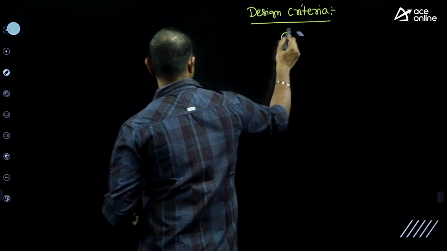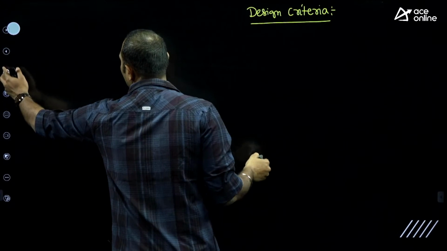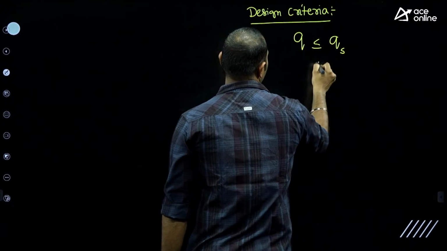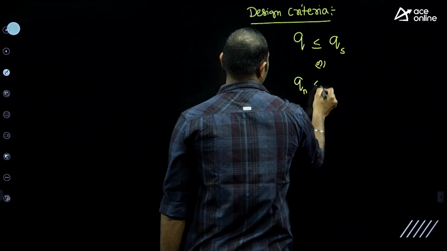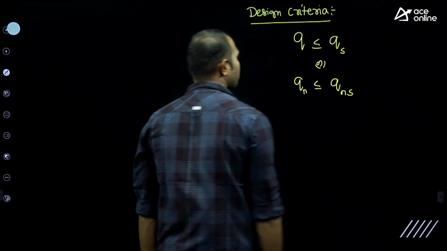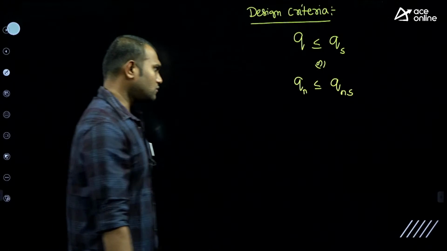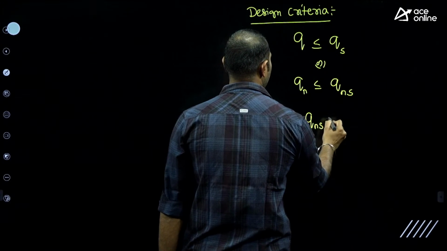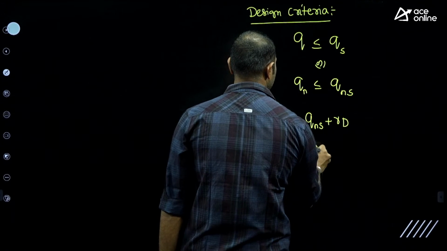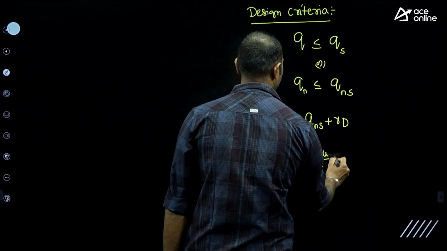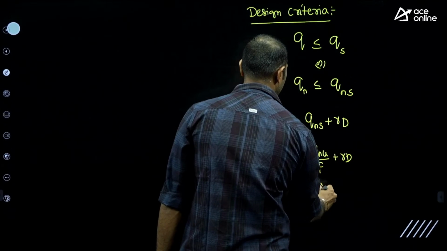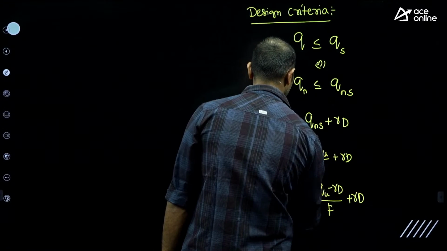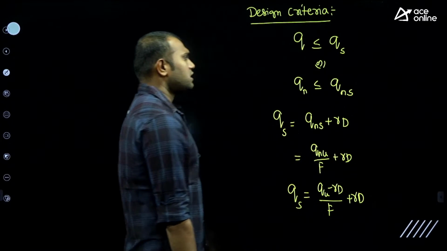Whatever the gross pressure q must be less than or equal to the safe bearing capacity, or the net pressure must be less than or equal to the net safe bearing capacity. And the safe bearing capacity is nothing but net safe bearing capacity plus gamma D, which is net ultimate by factor of safety plus gamma D, which is ultimate minus gamma D by factor of safety plus gamma D. So this is a design criteria.